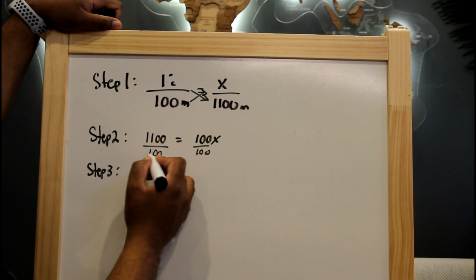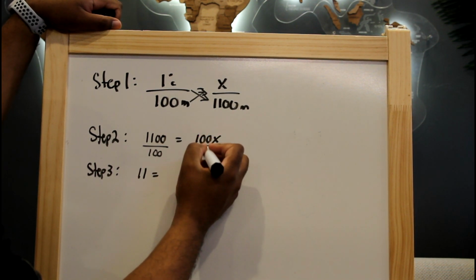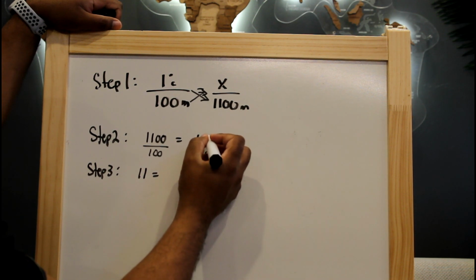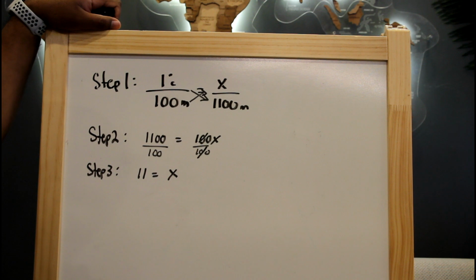And 1100 divided by 100 gives me 11. And 100x divided by 100, the hundreds cancel each other out, which gives me x.